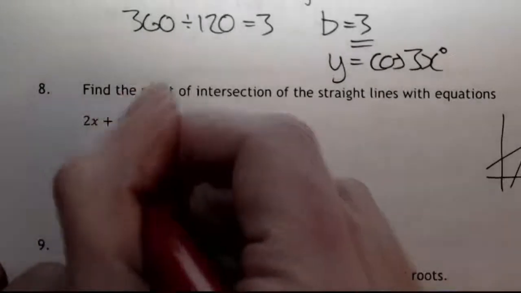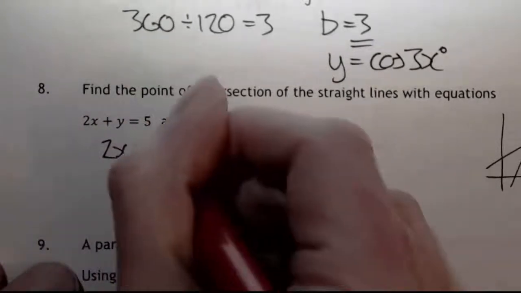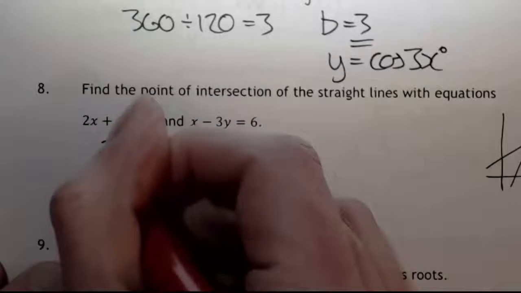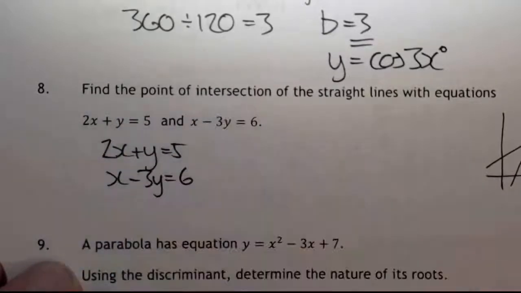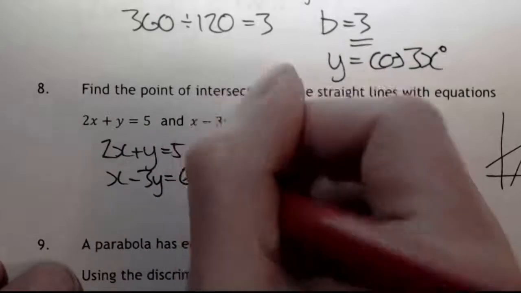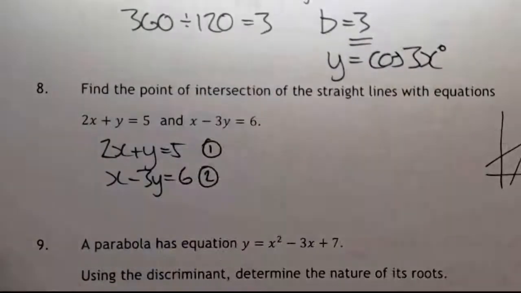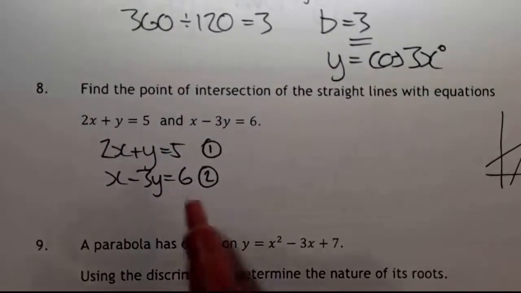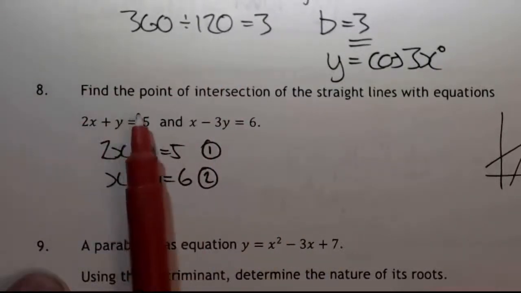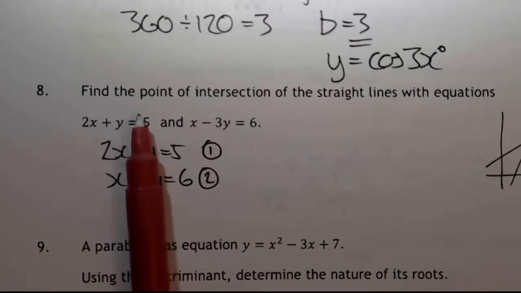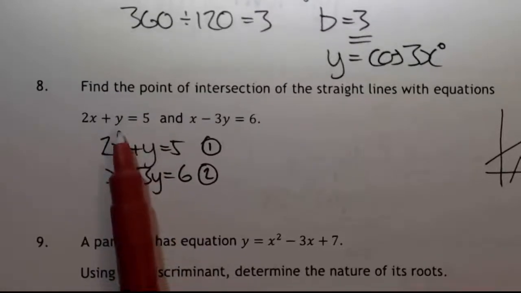So that's what we're going to do. So 2x plus y equals 5, and we're going to say that's x minus 3y equals 6. It's always good to number them, right? So that's 1 and that's 2. Now what we're going to have to do is try and eliminate one of the unknowns, and then we can work out the other unknown. And after that we can substitute that to work out the first unknown.